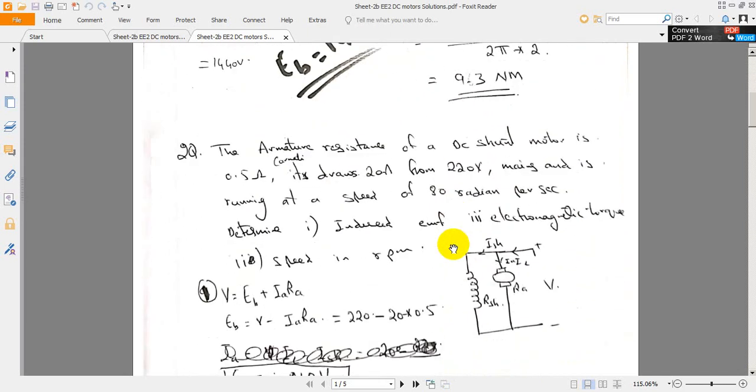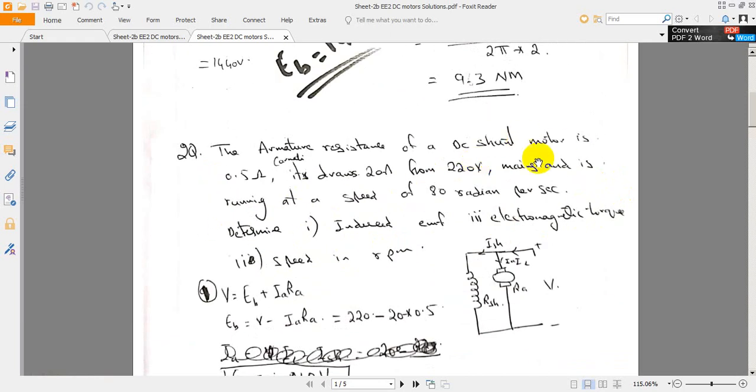Coming to the second problem, we have a DC shunt motor with an armature resistance of 0.5 ohms, and it draws 20 amperes from a 220 volt supply. It means the armature is drawing 20 amperes from the 220 volt supply and is running at a speed of 80 radians per second. We need to calculate the induced EMF, electromagnetic torque, and speed in RPM. The speed given here is 80 radians per second, and we need to convert this into RPM.